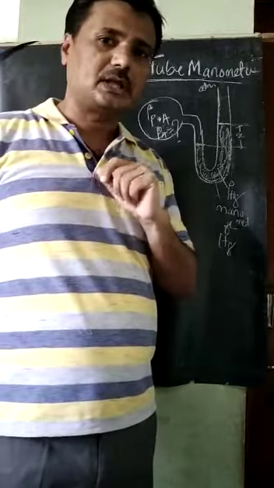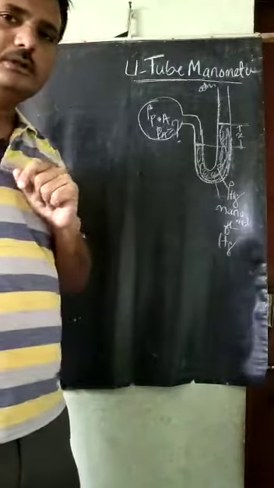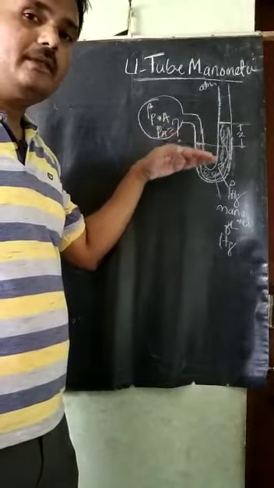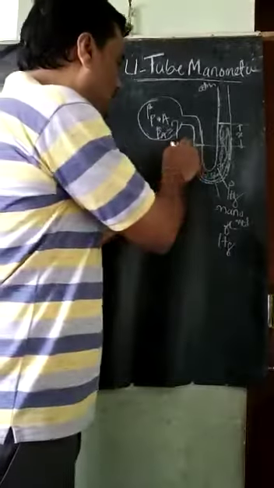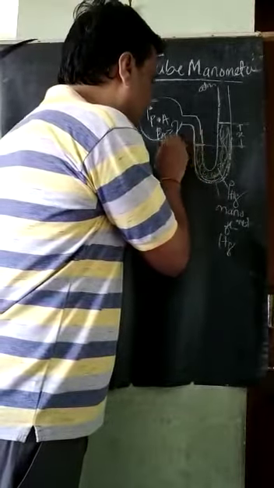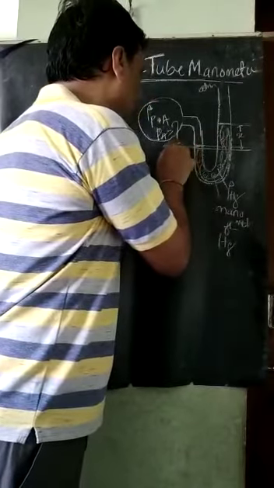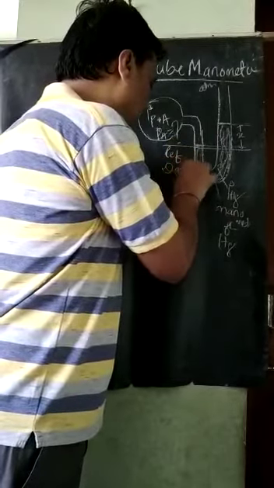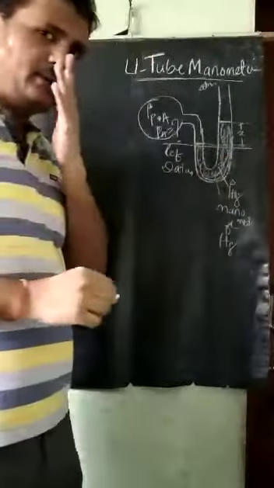Next, how to find this? By using the hydrostatic law. The method is that the lower level in the U-tube is taken as the reference level first. This is taken as the reference level, or datum level. Why is it a datum level?